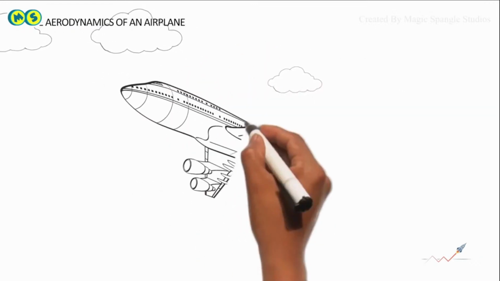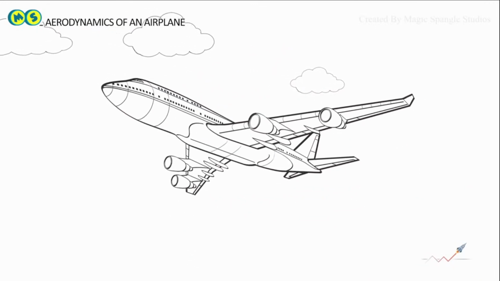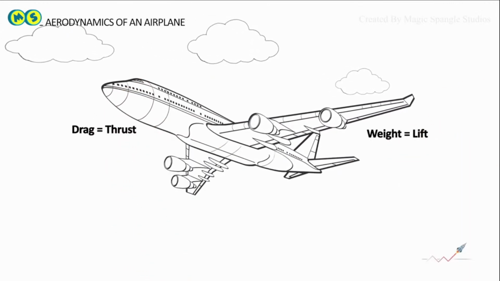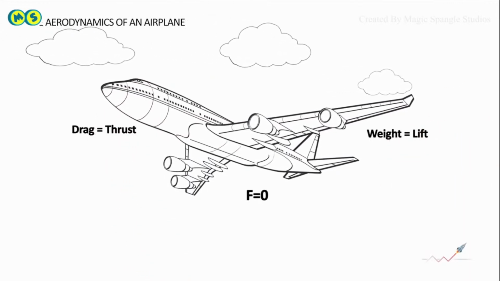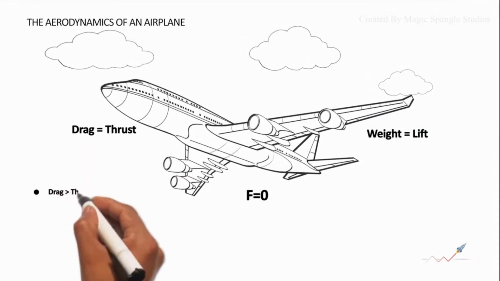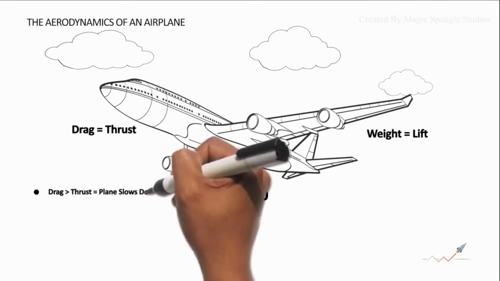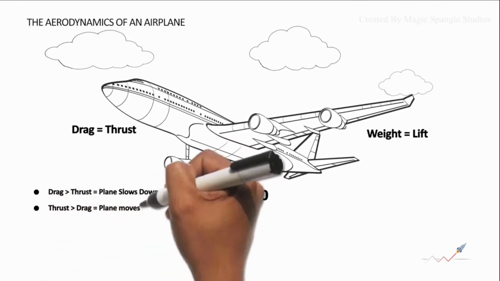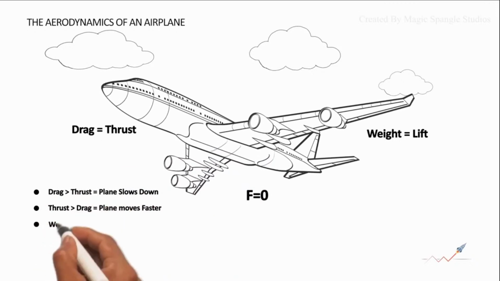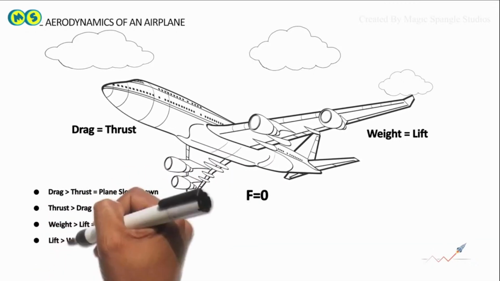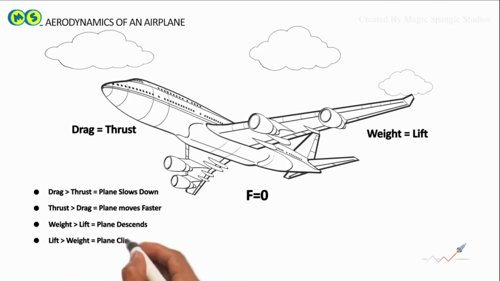So, to keep the airplane moving, flying straight, and level, this must be true. Which means no net force acting upon an airplane. In any case, if drag is greater than thrust, the plane slows down. If thrust is greater than drag, the plane moves faster. If weight is greater than lift, the plane descends. If lift is greater than weight, the plane climbs.